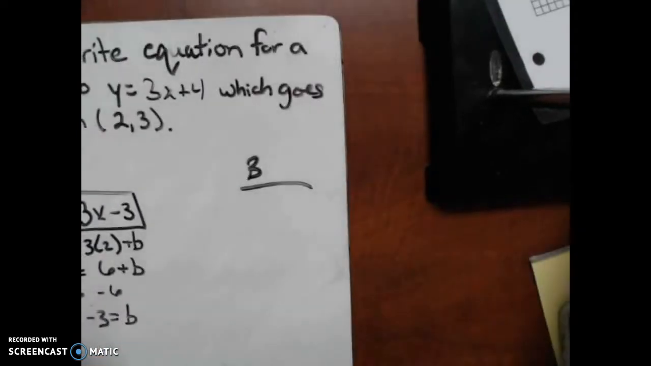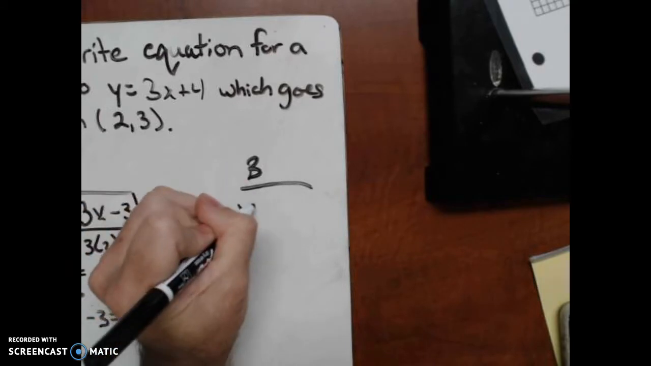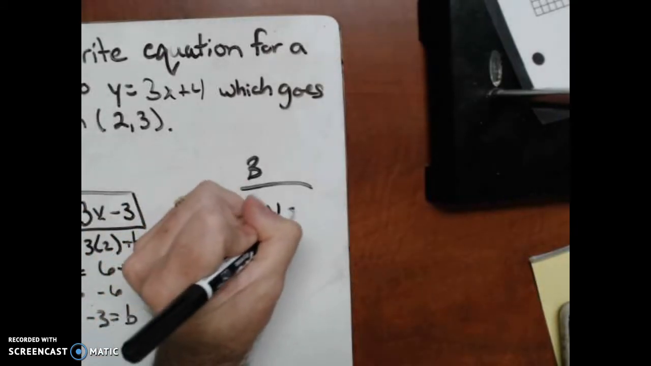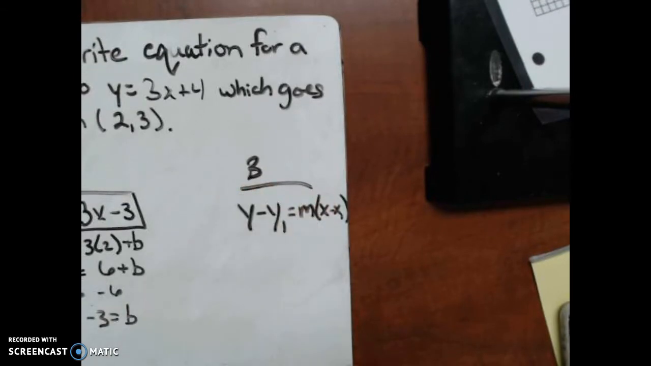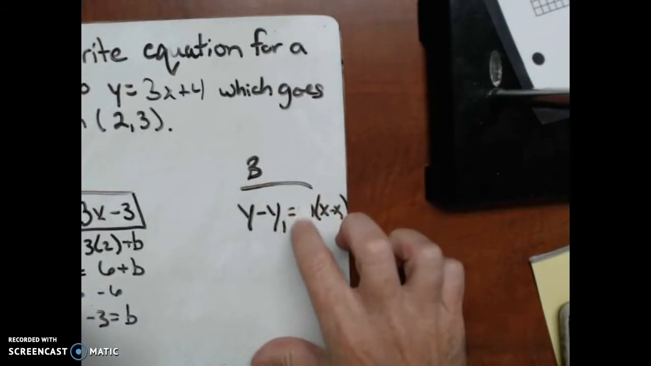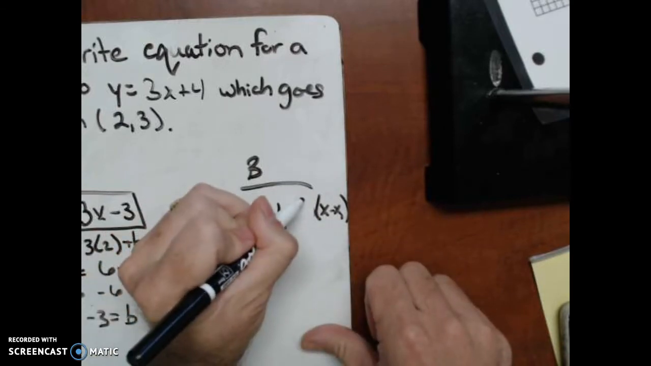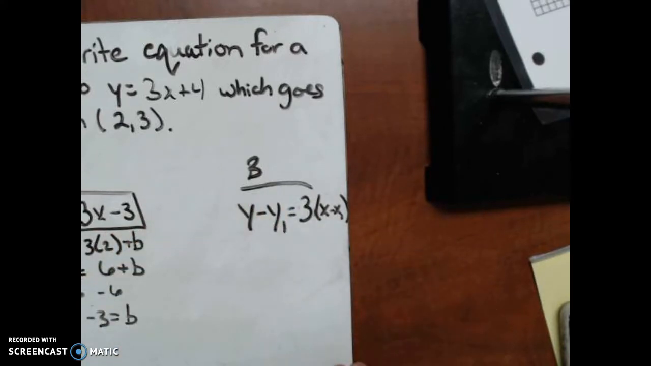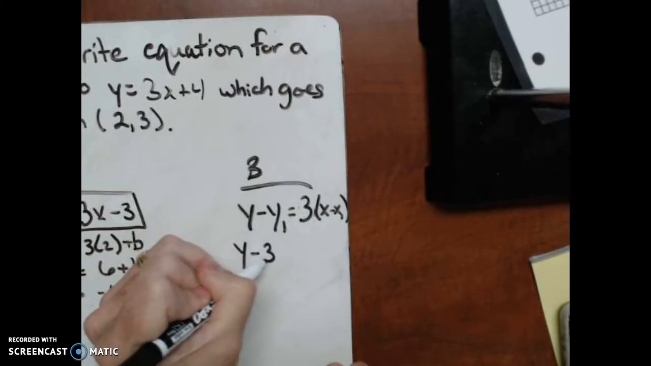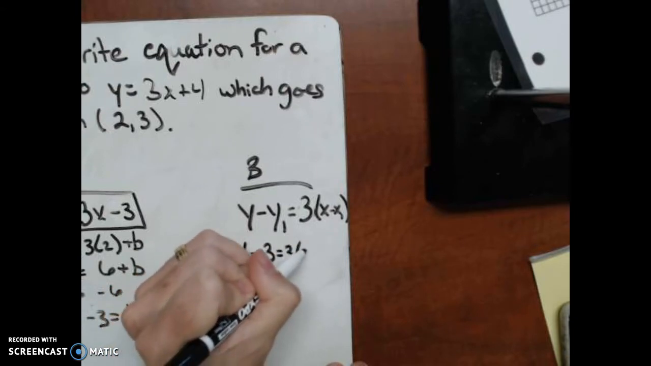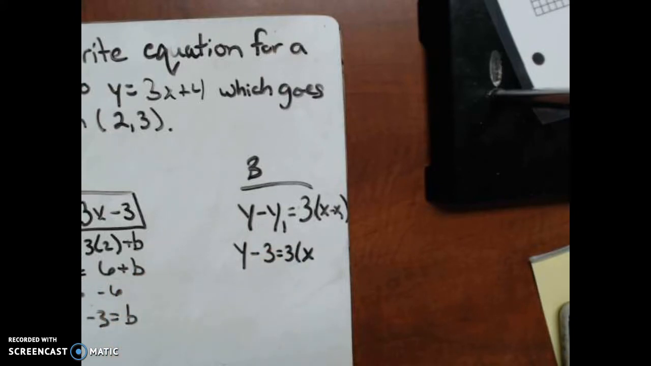The other way, the way they suggest in the book, is to take our other form, y minus y1 equals m times x minus x1. And again, I already know what m is. I know that m is 3 because they're parallel. And then I take that point 2, 3 and I plug it in. So y minus 3 equals 3 times x minus that 2. Because the point was 2, 3.